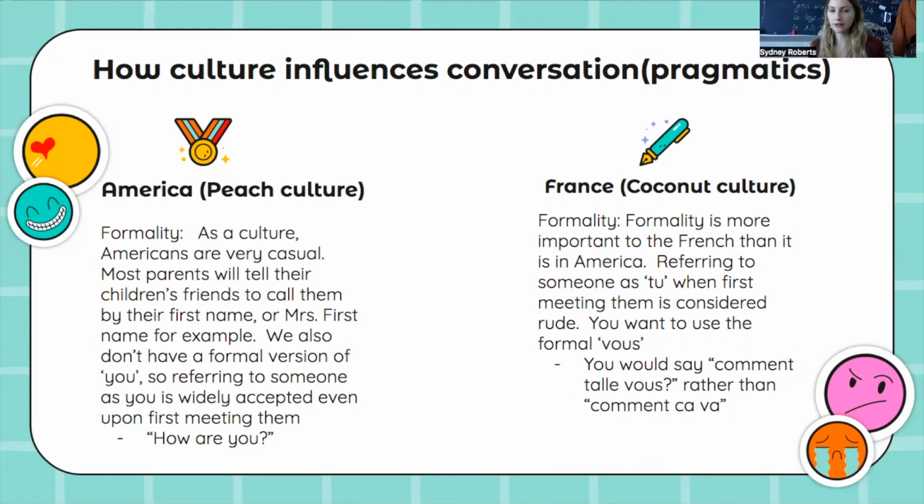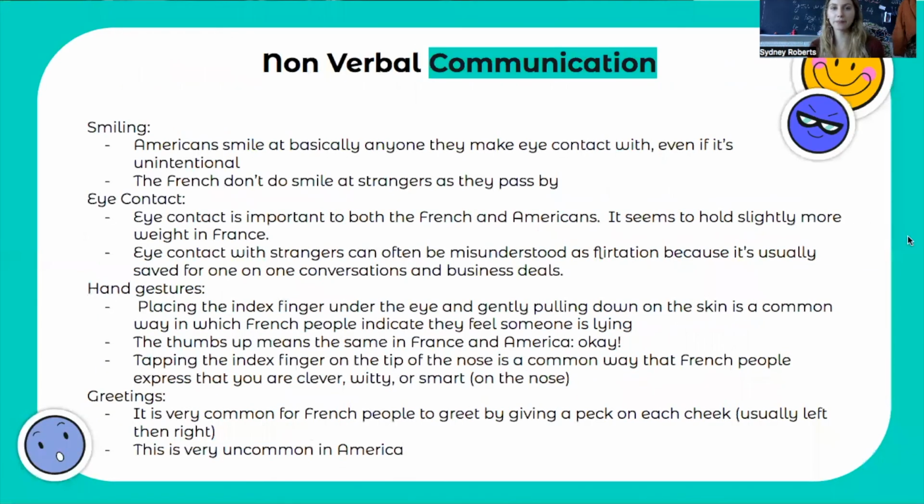Whereas in France, formality is more important. Referring to someone as tu when first meeting them is often considered rude. So you want to use the formal vous. Even though vous is not super commonly used in France, it's just considered best practice, and it's polite to say, comment allez-vous, asking how are you, rather than saying comment ça va, which is a lot more casual way of saying how are you.